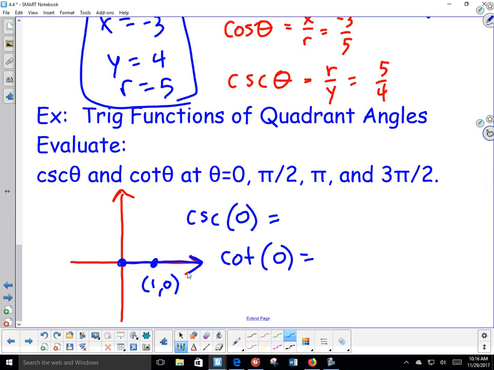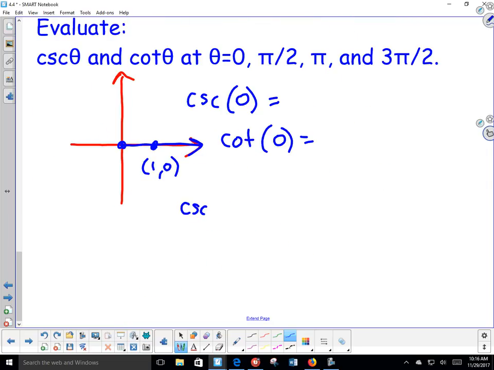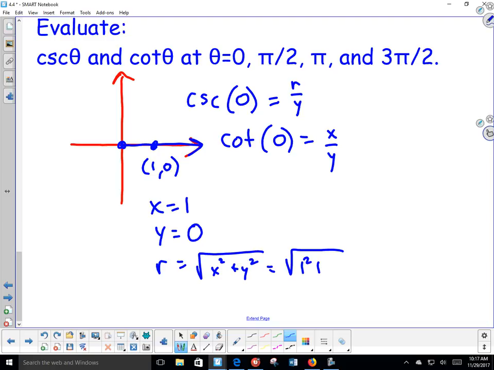And remember, our formulas are still cosecant is equal to r over y, is that correct? And cotangent is equal to x over y. So if our ordered pair here is 1, 0, that means that x is 1, y is 0, and what's the r going to be? 1, because remember, r is the square root of x squared plus y squared, so that's the square root of 1 squared plus 0 squared, that's the square root of 1, which is 1. So r is equal to 1 also, right?